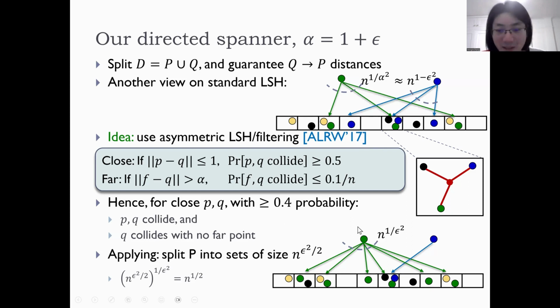And to deal with the issue of creating too many copies, we can split the set P into many sets of small size, which is only n to the epsilon squared over 2. For each set, we prepare the data structure. So overall, in each set, we only copy root n times, which is smaller than n.